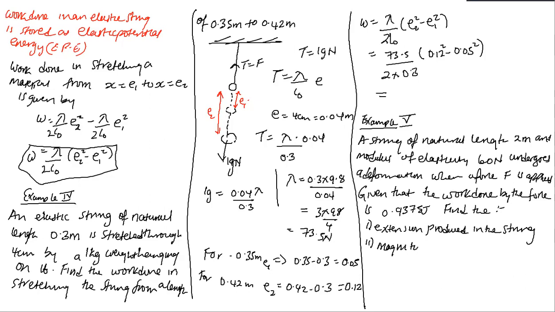So what else have you got? 1.4578 joules. Correct. So you can have that down and then have this last example.